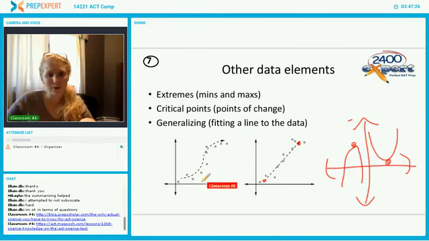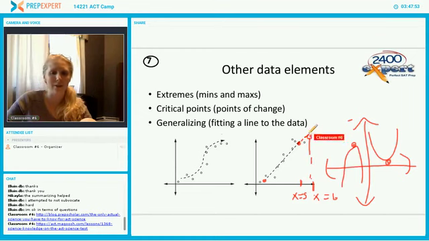Generalizing, fitting a line to the data means if you have these data points, we can kind of draw a line, a best fit. And oftentimes on the test, it's going to ask you to predict a y value given an x value that's not on the graph. So let's say that we knew up until x equals 5, and the test might ask us to predict. And the way we predict is by using a line of best fit. We extend the line. And I say, oh, at x equals 6, I'm going to be at this value.